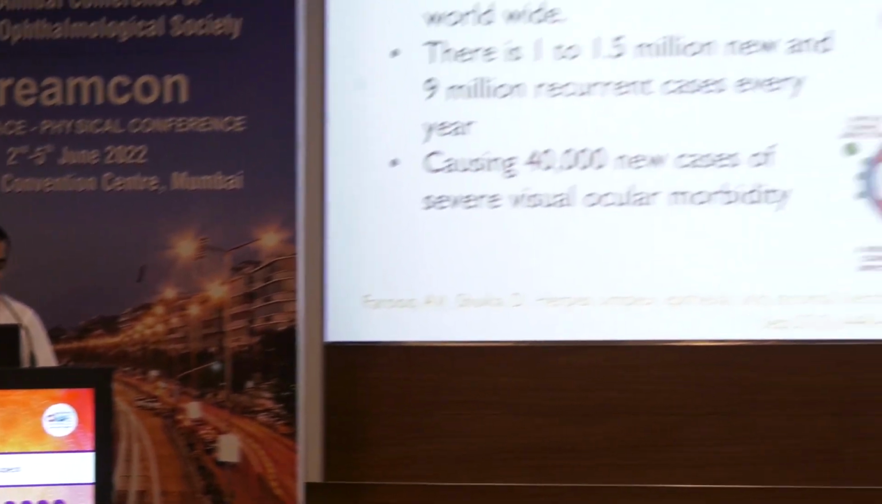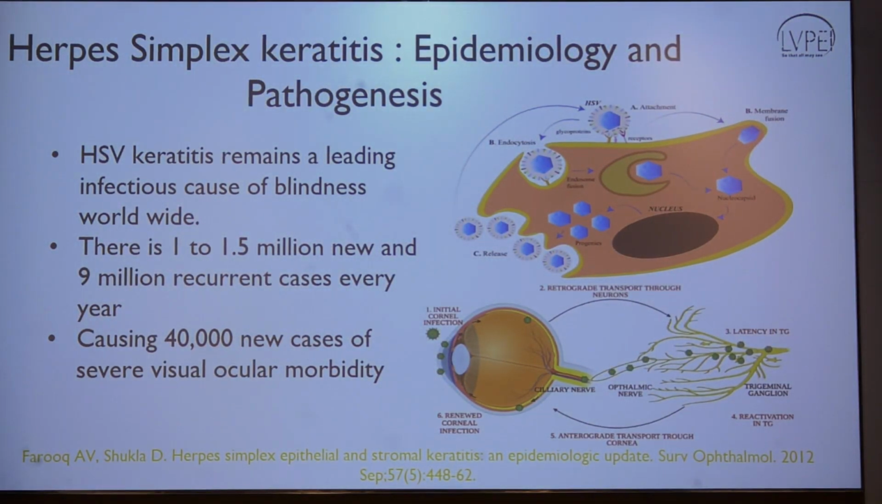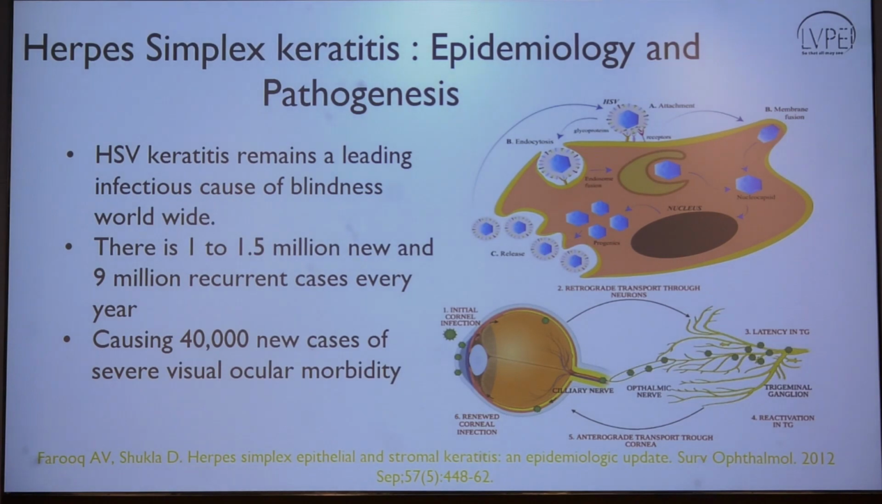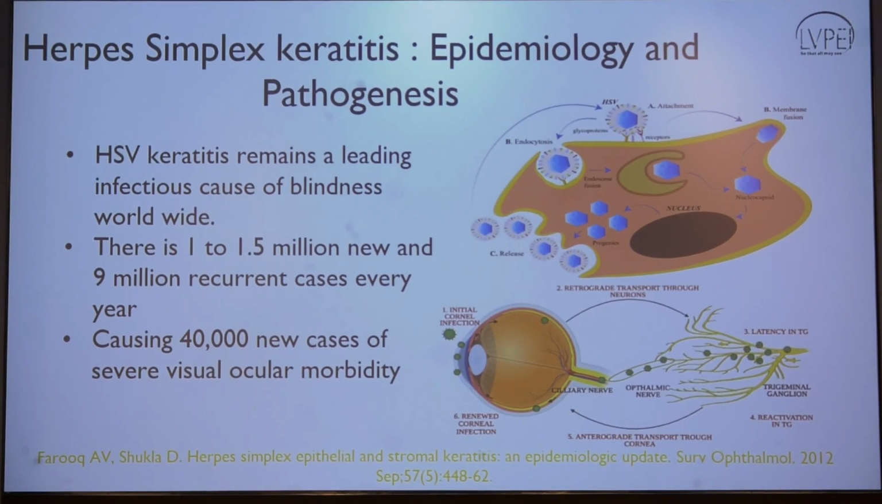Herpes simplex virus, if you think about it, is not very common, so think about this epidemiology from Western countries: it remains a leading infectious cause of blindness worldwide. There are 1 to 1.5 million new and 9 million recurrent cases every year, causing 40,000 new cases of severe visual ocular morbidity. What is very important and differentiates it from other causes of infections is the primary and recurrent form, because of its predilection for the trigeminal ganglion and its mode of transmission, both anterograde as well as retrograde.